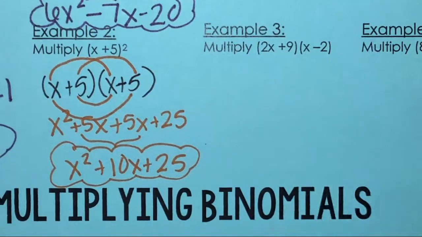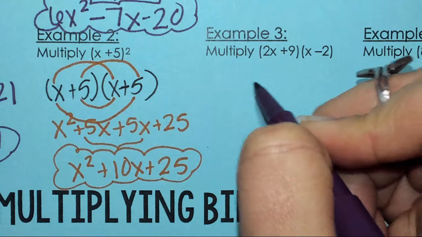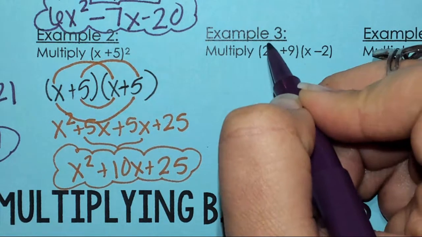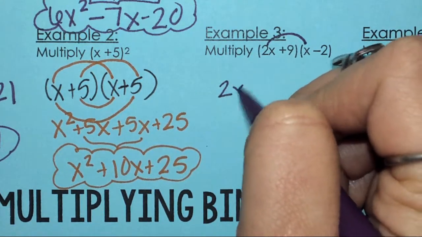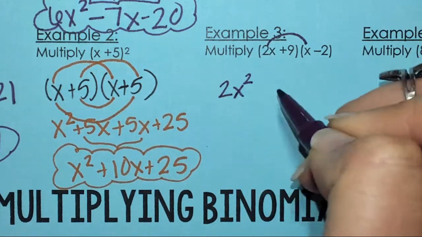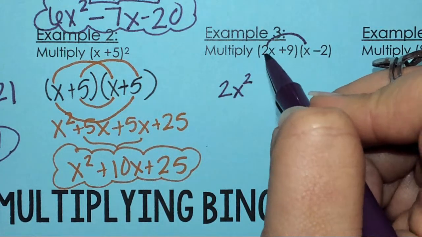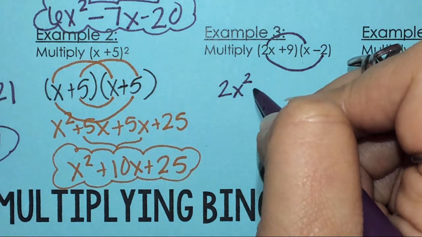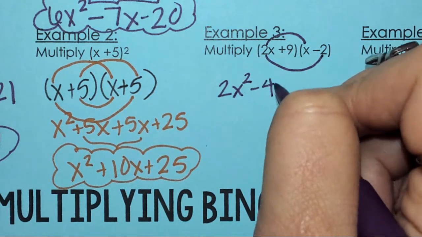Example 3, what you should have done: 2x times x, so that's your first term, and you need to draw your arches every single time because that tells you what to multiply. So you do 2x times x, and you get, good, take a point, and then you do the outer terms, so you do the mouth, 2x times negative 2, and you get negative 4x. Thank you, take a point, Will.